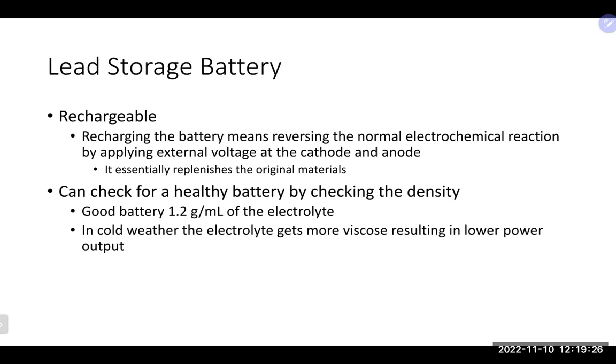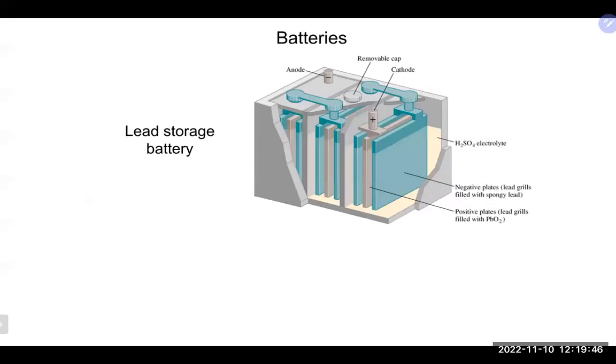You could check for the healthy battery by checking its density, and a good battery has 1.2 grams per milliliter of the electrolyte that's in there. In cold weather, sometimes the electrolyte gets a little bit more viscous, which makes it a little bit harder to sort of turn on, a little less power. Things aren't flowing as well in really cold weather, which luckily we don't have to worry too much about here.